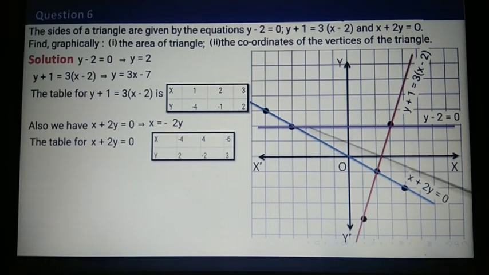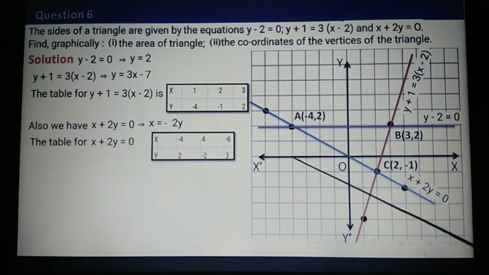Now if you see carefully, a triangle is being formed using these three straight lines. Let me name the points. The point of intersection of this is A. If you count till here it is minus 4, and from here to here is 2, so the coordinate is (minus 4, 2). Let me call this B, whose coordinate is (3, 2), and let me call this C, whose coordinate is (2, minus 1). So basically triangle ABC is formed, and the coordinates are also found. So we have already finished our second part.